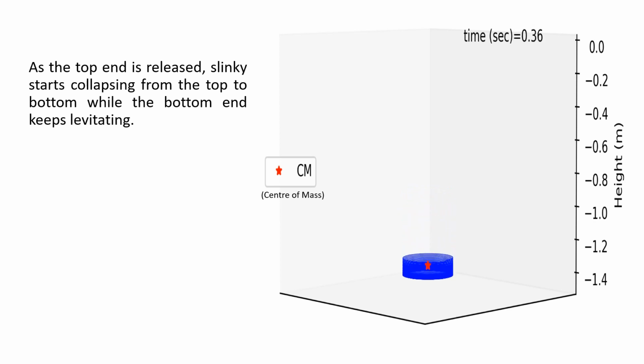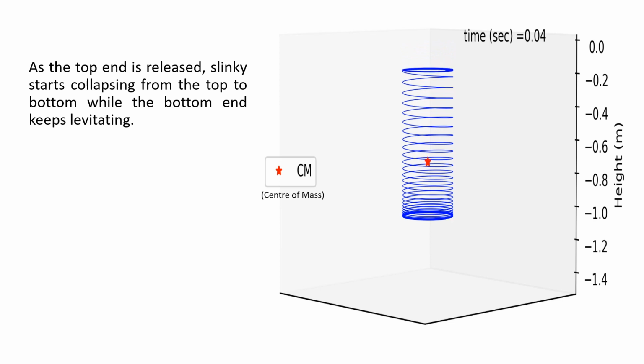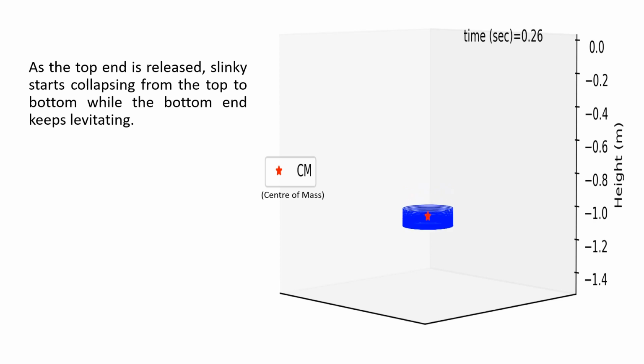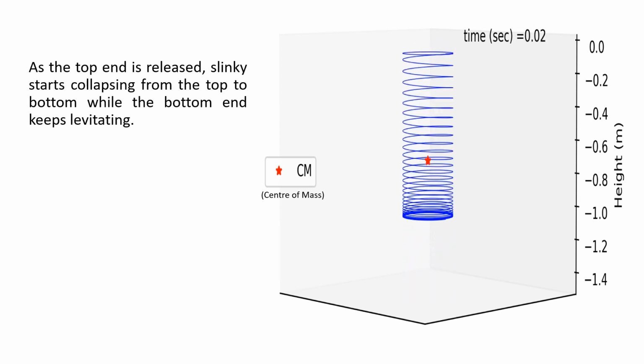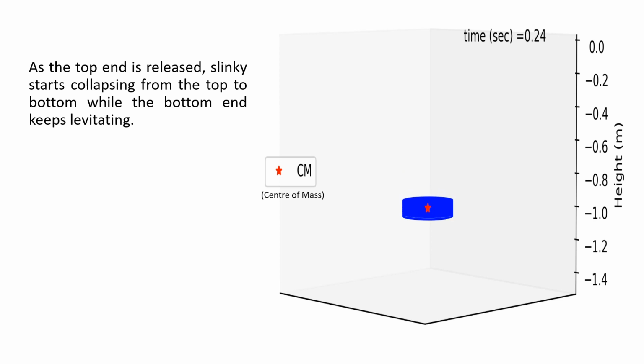This unique behavior of the Slinky makes it an interesting demo for students. You would also have noticed the motion of the center of mass of the Slinky, shown by the red star. At this point the whole weight of the Slinky acts, and it moves downward with the gravitational acceleration g. This simply follows the free fall motion under gravity.